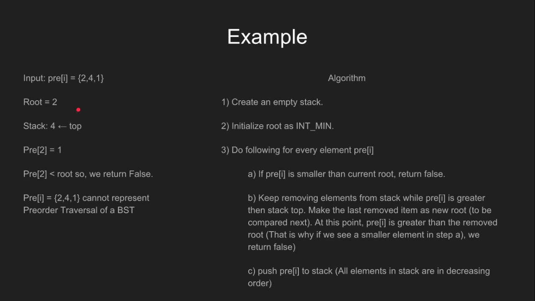At i equal to 2, we have 1, which is smaller than the current root. So we return false. Therefore, this array cannot represent pre-order traversal of a BST.